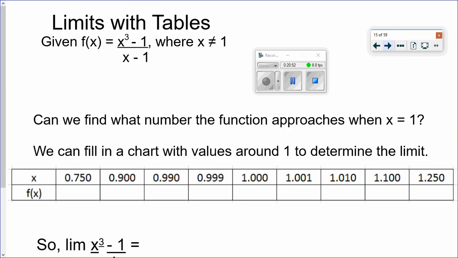There are several ways of evaluating a limit. One of the ways we can evaluate our limit is with a table. So I'm going to pause.